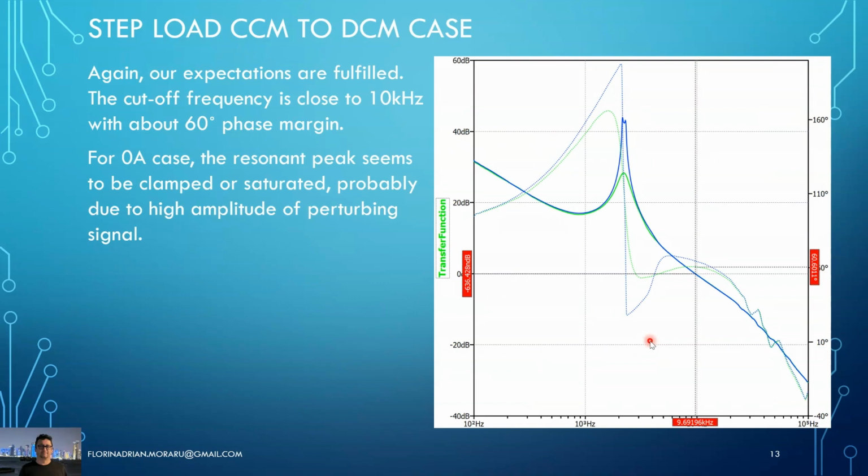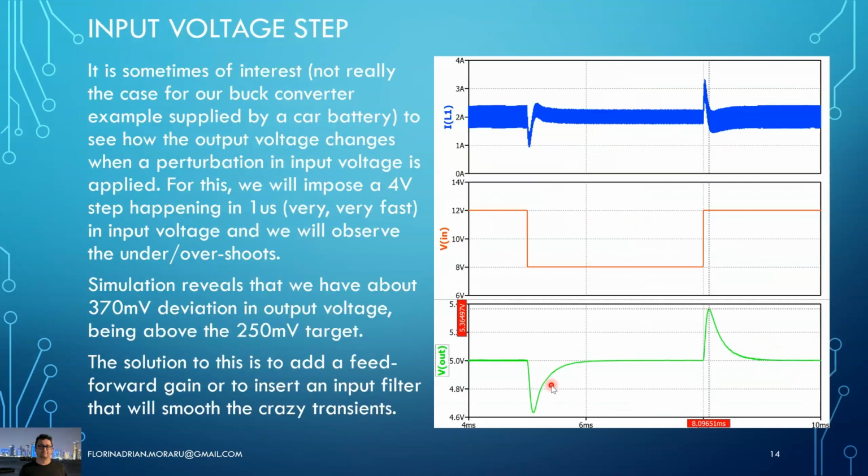If we look again at our small signal, open loop response, we see that in both cases we have the same cutoff frequency, about 10 kilohertz, and we have 60 degrees or a bit higher phase margin. So we are all set. This is what we were looking for.